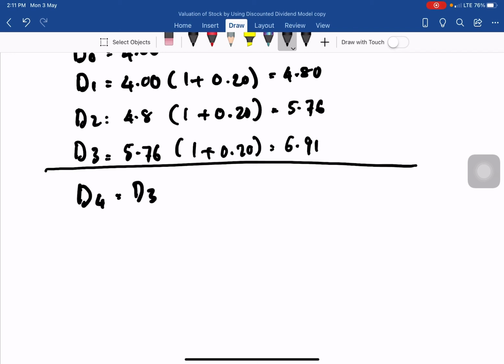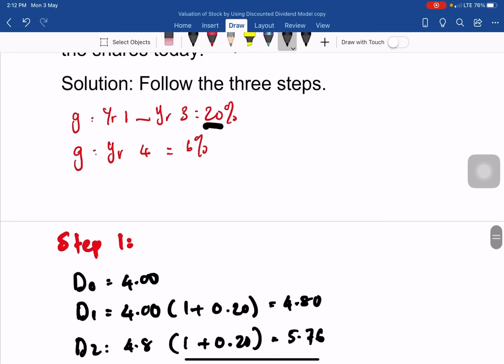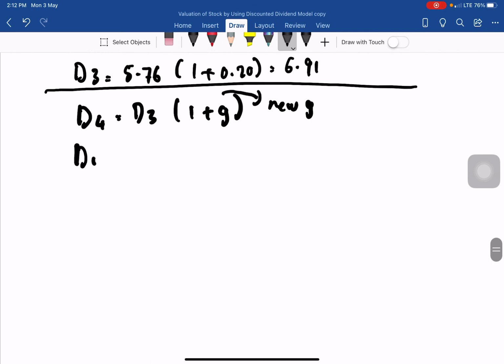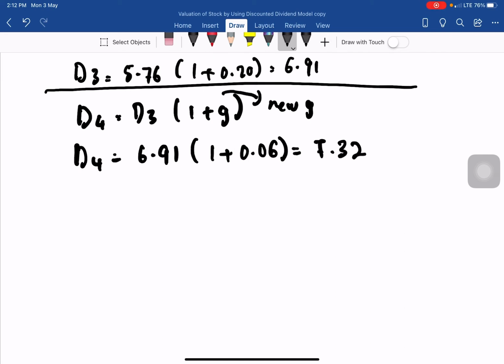So the D4 is equal to D3 times 1 plus G. Okay, so here now we are going to use the new G. Okay, sebab G year 4 tadi dah berubah dah ni. Nampak tak? Year 4 tadi 6%, no longer 20%. Okay, so kita nak calculate the D4 is equal to RM6.91 times 1 plus G 0.06 lah. Okay, the new G, so is equal to RM7.32.